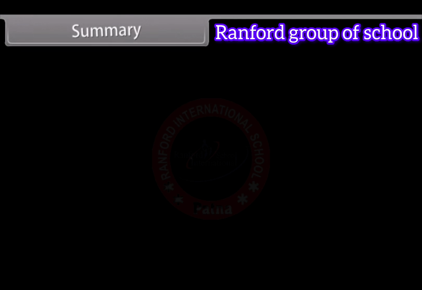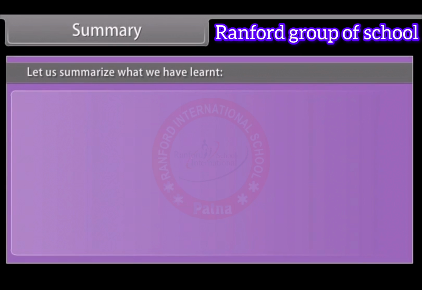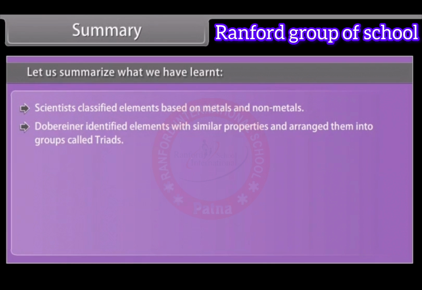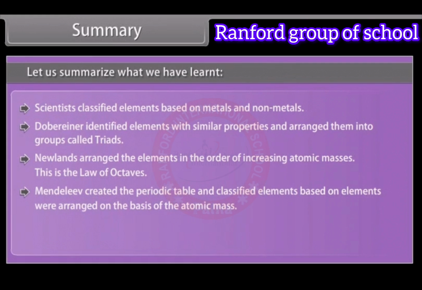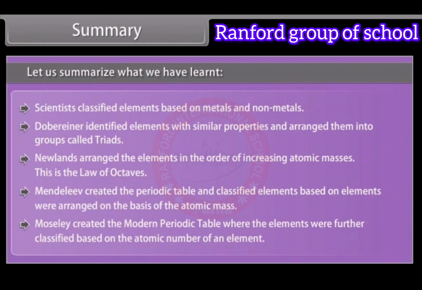Summary. Let us summarize what we have learned. Scientists classified elements based on metals and non-metals. Döbereiner identified elements with similar properties and arranged them into groups called triads. Newlands arranged the elements in the order of increasing atomic masses. This is the law of octaves. Mendeleev created the periodic table, in which elements were arranged on the basis of atomic mass. Moseley created the modern periodic table, where the elements were further classified based on the atomic number of an element.